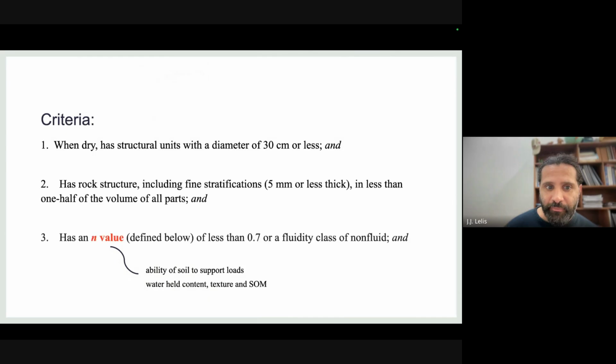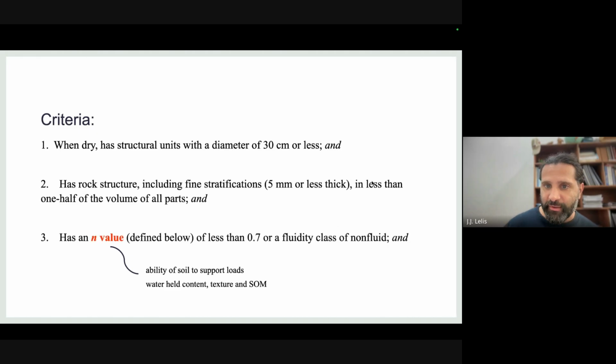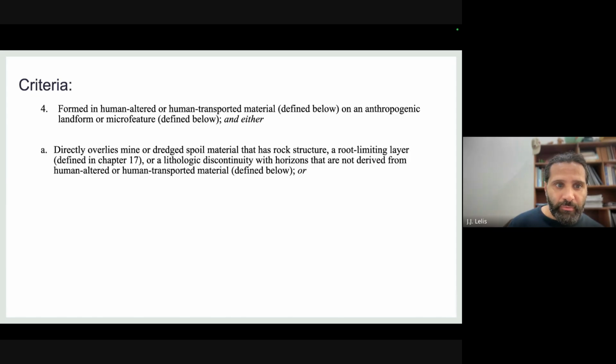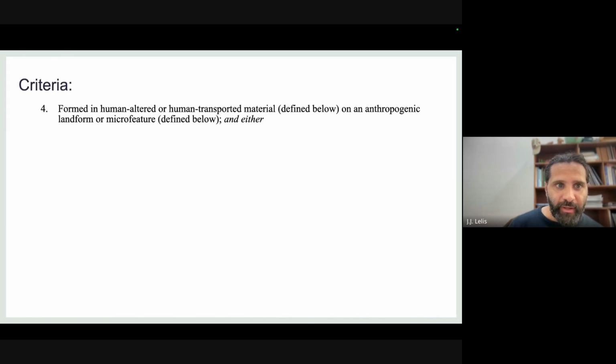You can see that all of these criteria are mandatory because it's "and". So to identify an anthropic pattern, at least I need to follow these three. If one of these three is not followed, if the horizon that you are describing doesn't fit one of these three criteria, you are not talking about a diagnostic horizon, you cannot call it an anthropic pattern. Okay? So let's go to the others.